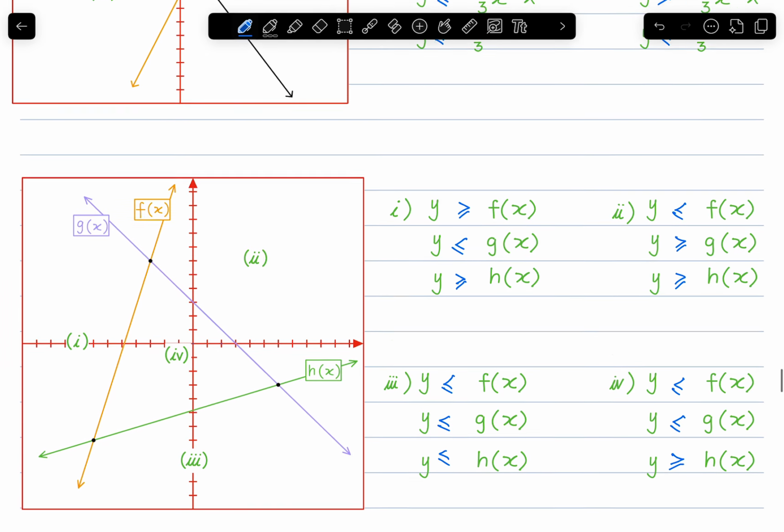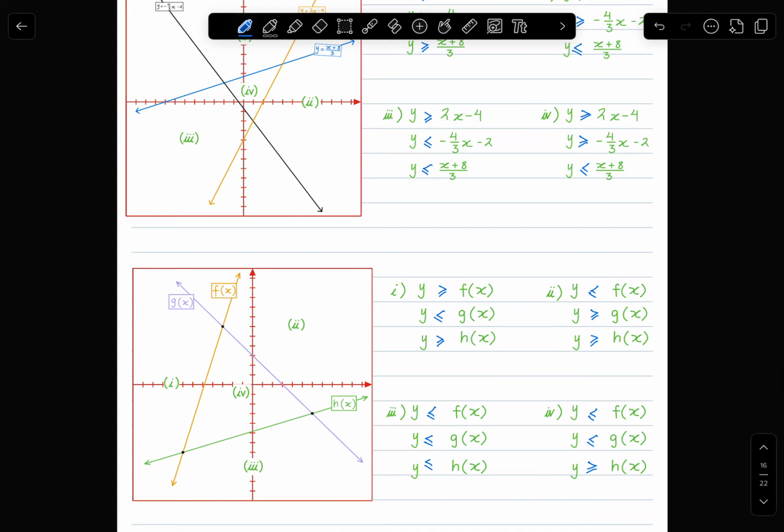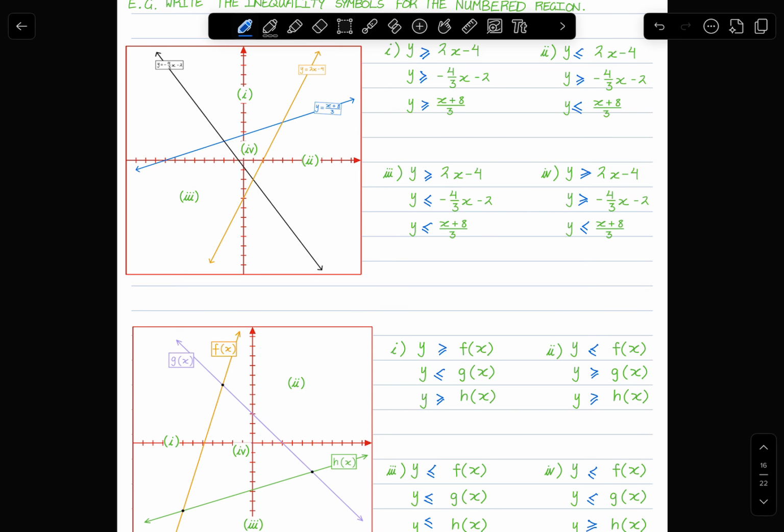So I hope that's giving you an insight into how we can determine the inequality directions for different lines for different regions of three simultaneous equations. Hope to see you in the next video, and best of luck.